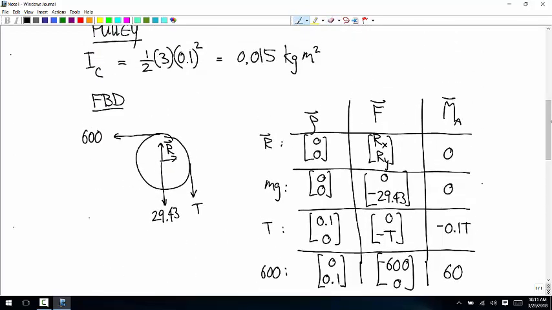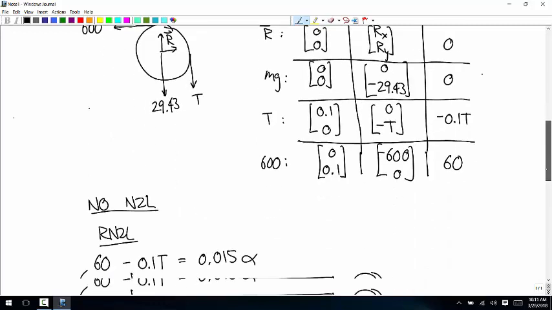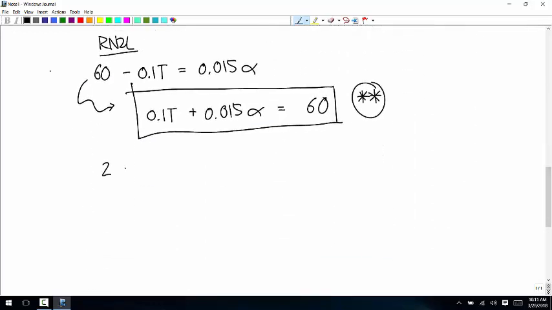And the last thing we have to do is use a geometric constraint. Well, if you look at this now, we have 2 equations, but 3 variables. Those are T, A, and alpha. And so we're going to need one constraint equation, and that's going to come from the geometric relationship, the kinematic relationship between alpha and A.